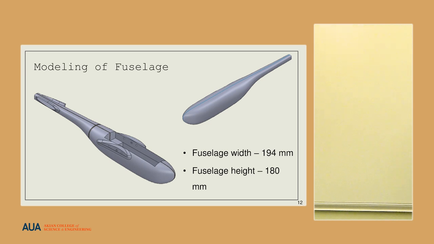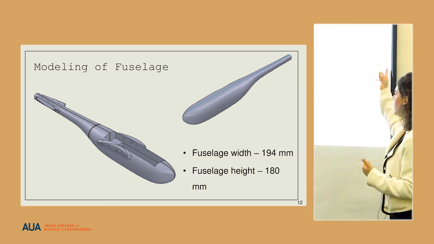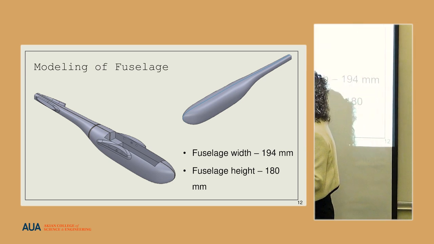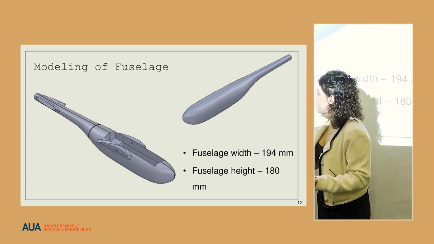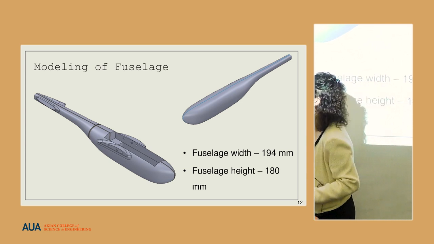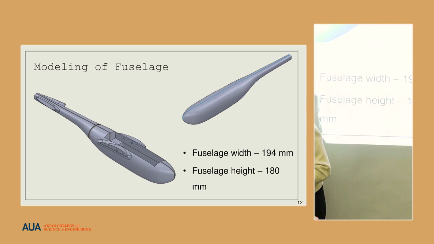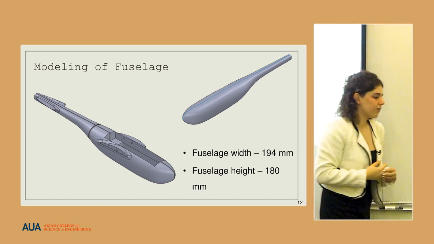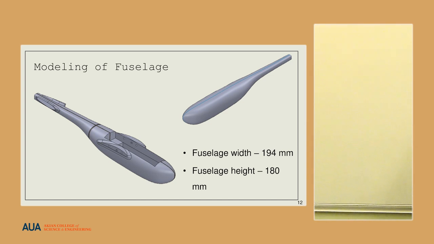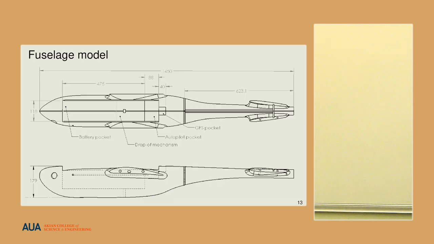When the shape of the fuselage model was approved, the other modifications were made: the wing connections and the tail part connections. This part of the modification is done for manufacturing purposes, which will be discussed later. Also, the fuselage is the main housing for electrical components. This is where the pockets are needed.